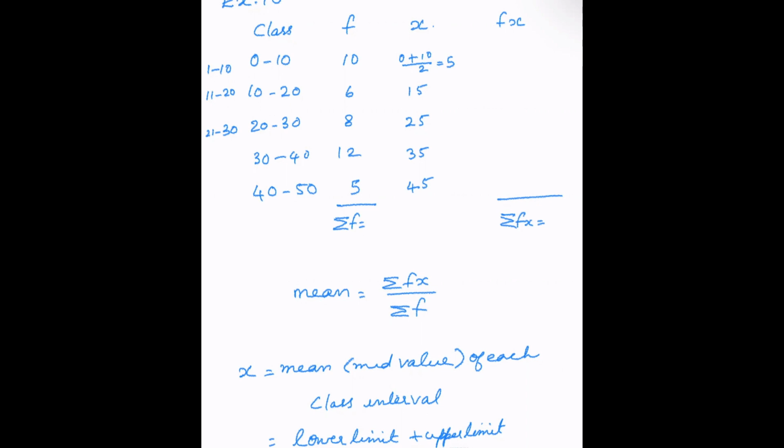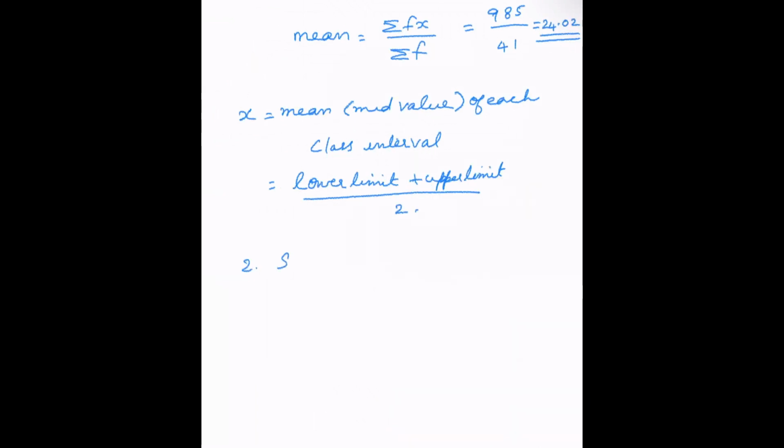Let's do it quickly. So we calculated sigma f and sigma fx, which is 985 divided by 41. That will give you your mean, 24.02. This is mean using direct method.